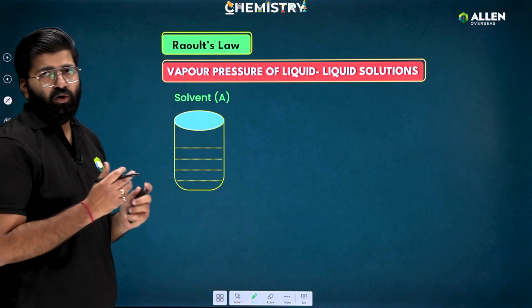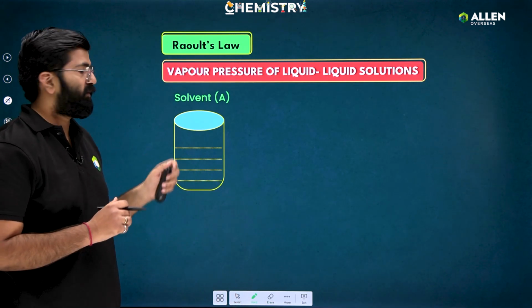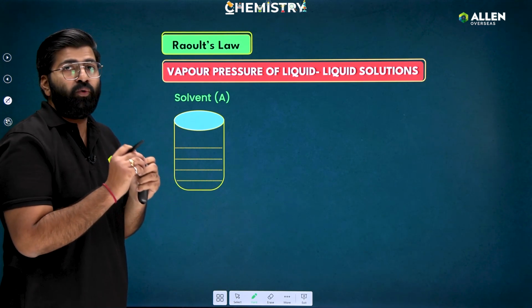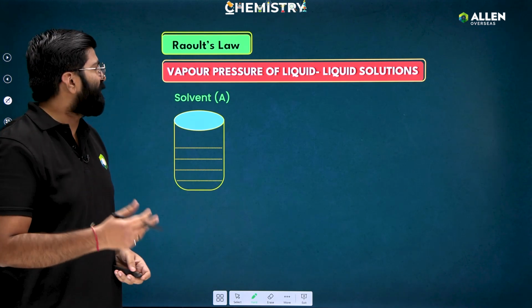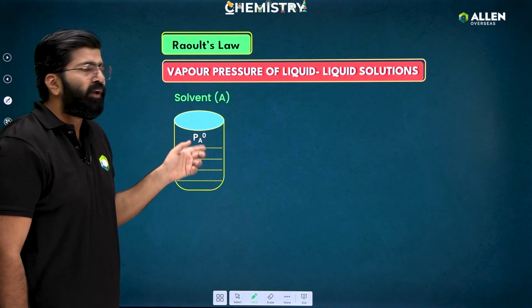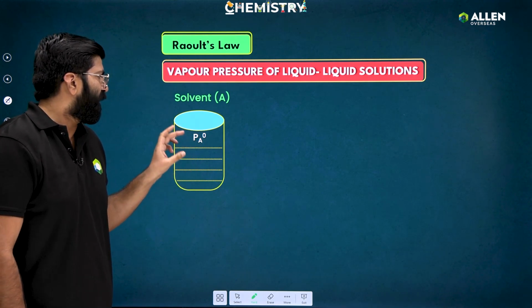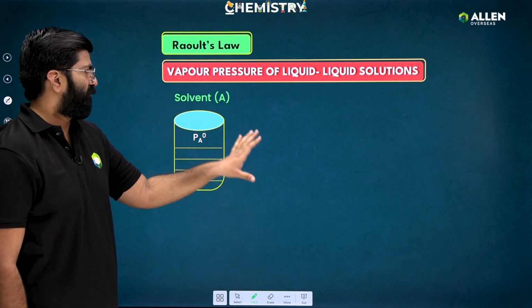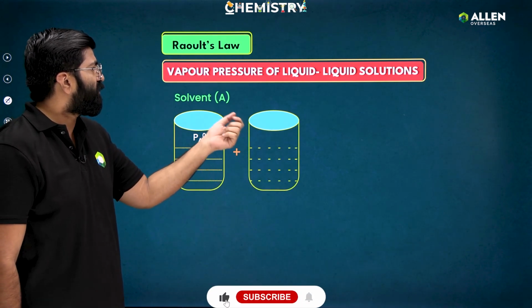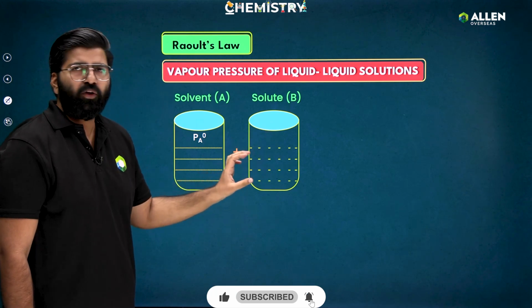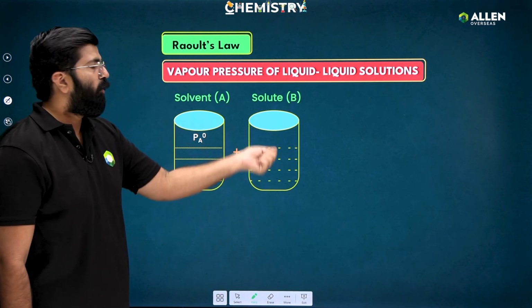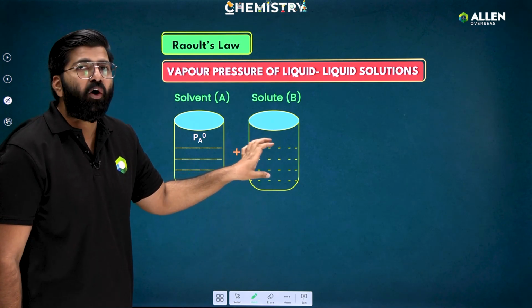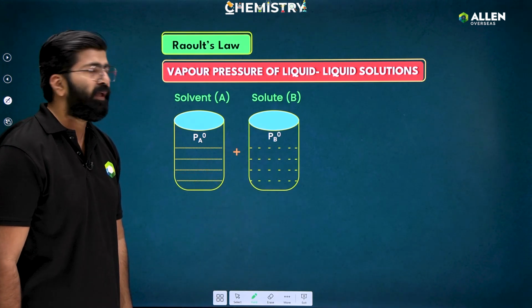Now because this is your volatile liquid, there will be some vapor produced, and those vapors are going to produce some vapor pressure. Let's say that pressure is PA naught. Naught over here signifies that this is the pressure of your pure liquid A. Now let's say there is one more container with your solute B, and over here it will be PB naught, the pressure of the vapor of this pure liquid. So that's why I will write PB naught.